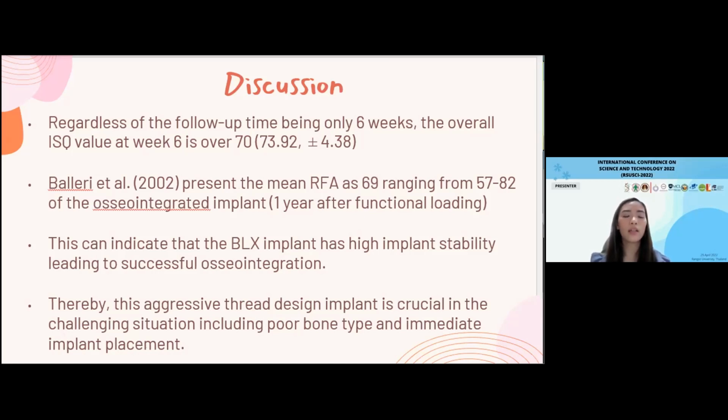Also, the mean IFA at 6 weeks of this study is related to an earlier study. This can indicate that the BLX implant has high implant stability, leading to successful osseointegration. Thereby, this aggressive design implant is crucial in a challenging situation, including poor bone type and immediate implant placement.